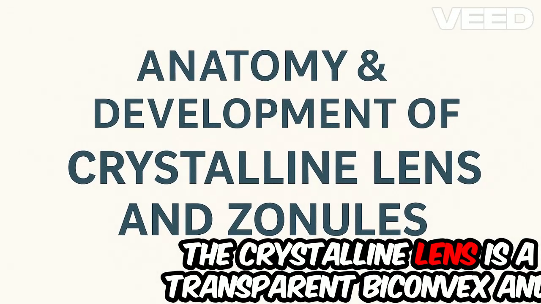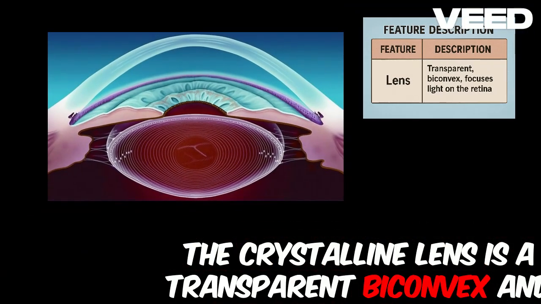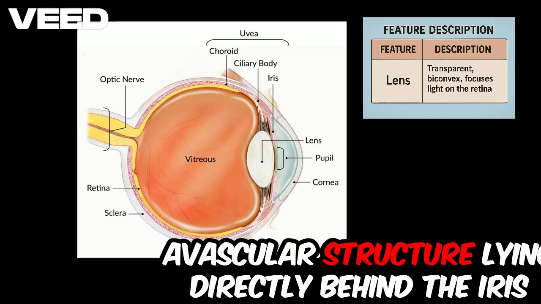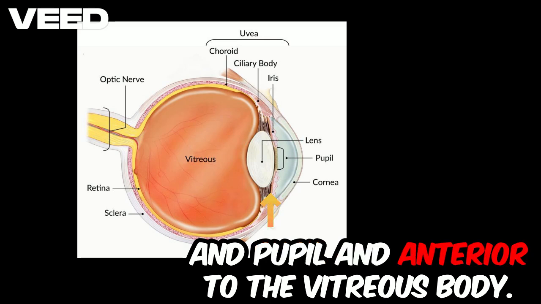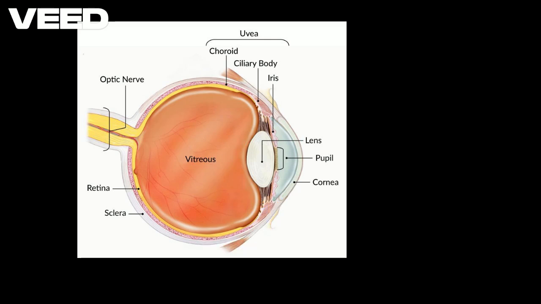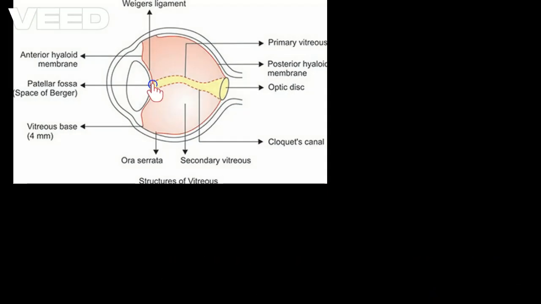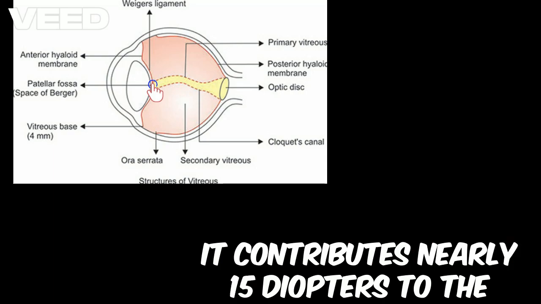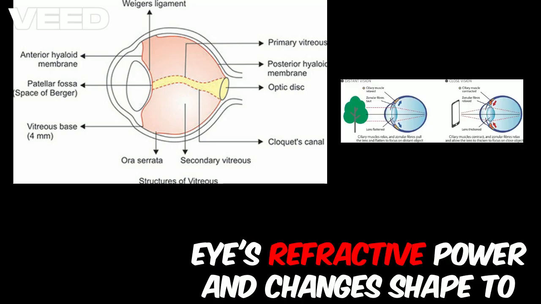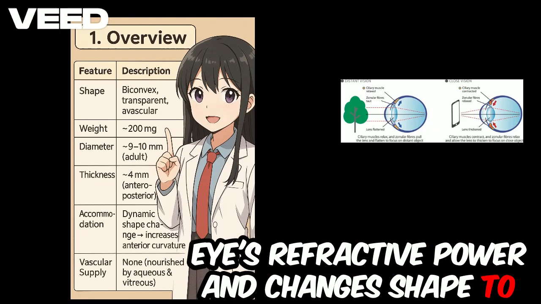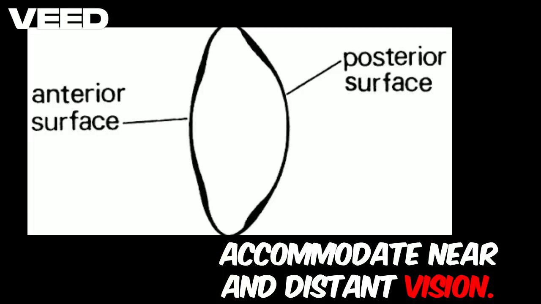The crystalline lens is a transparent, biconvex, and avascular structure lying directly behind the iris and pupil and anterior to the vitreous body. It sits within the lenticular fossa of the vitreous face. It contributes nearly 15 diopters to the eye's refractive power and changes shape to accommodate near and distant vision.